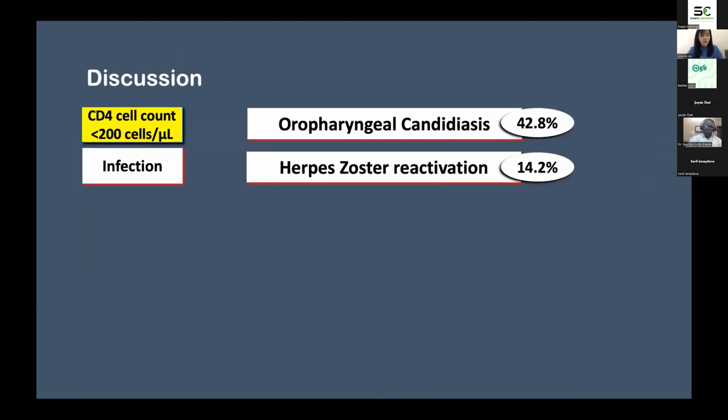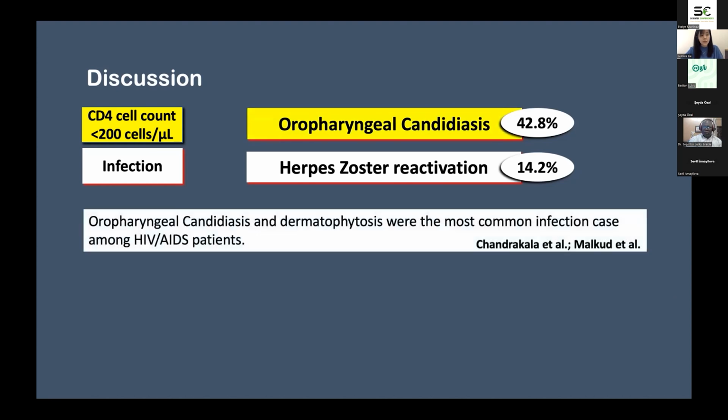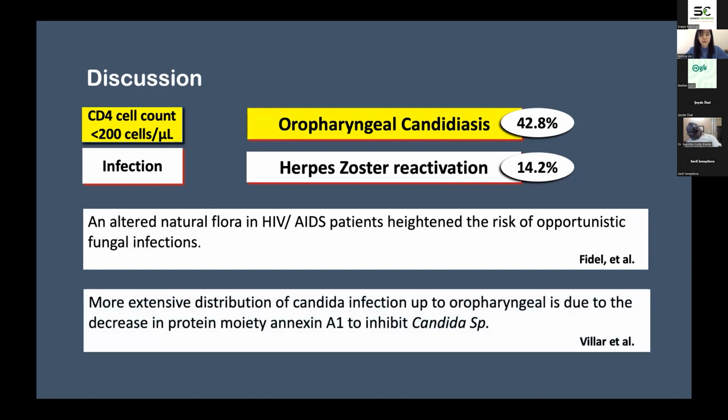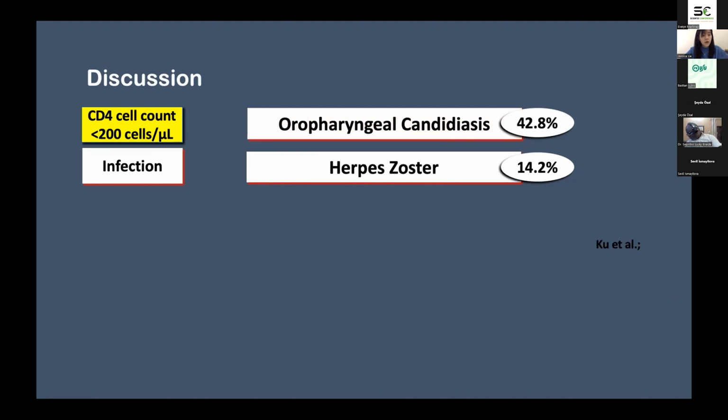Among the infection group, oropharyngeal candidiasis is the most common dermatologic manifestation. This was in concordance with the study by Chandrakala and Malkut et al. A study by Fidel et al. explained that there was an altered natural flora in HIV/AIDS patients, which heightened the risk of opportunistic infections, while a more extensive distribution up to the pharyngeal is due to the decrease in protein moiety annexin A1 that inhibits Candida species. The second most common disease in the infection group was the reactivation of herpes zoster.